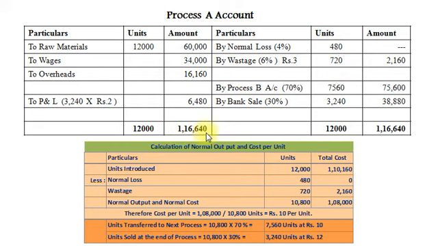And finally our process A account is tallied with 12,000 units and 1,16,640 rupees. Now we will prepare process B account, but let us understand here, out of total production only 70% will be transferred to process B account.